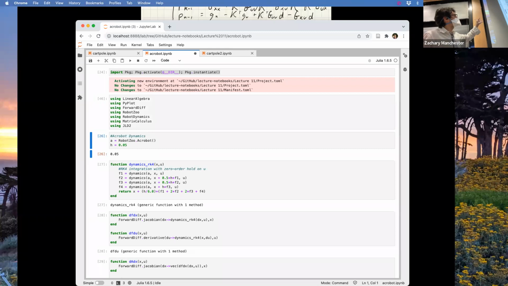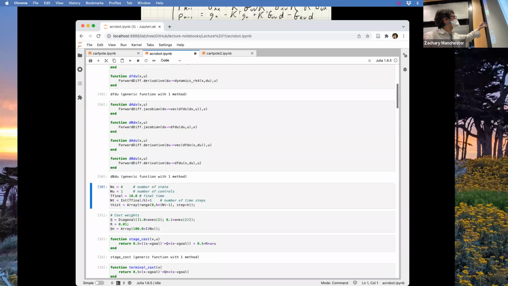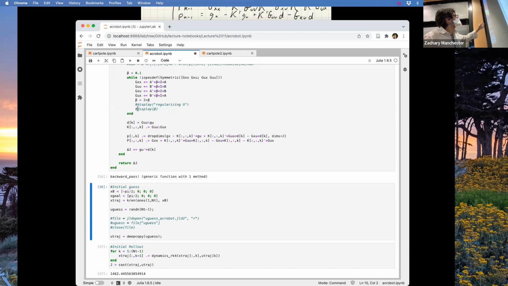Same kind of deal. We have a package for giving us this, RK4, same derivative stuff as before. 10-second horizon, random cost weights that I made up, not interesting. Okay, same stuff as last time.